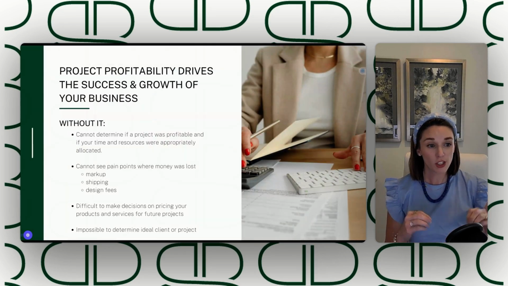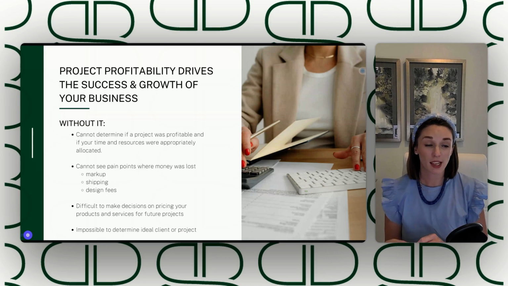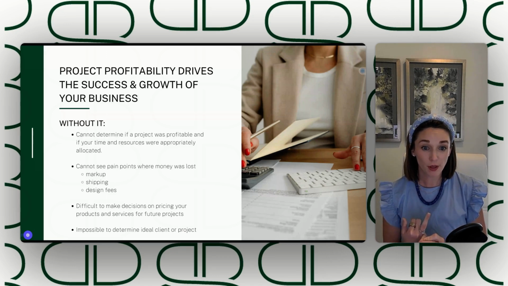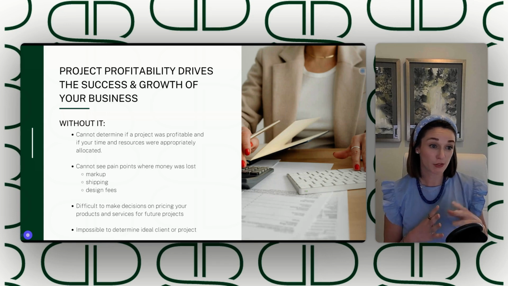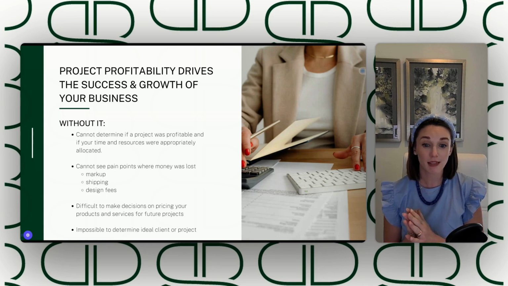And so project profitability drives the success and growth of your business. Without it, you don't know if a project was profitable and if your time and resources were allocated correctly. You cannot see any pain points where money was lost, like with your markup, shipping, or design fees. It's difficult to make decisions on pricing for your products and services for future products because you don't have any data to base the decision to increase or decrease your prices. And it's impossible for you to determine what an ideal client or project is because you don't have the data to know whether or not it was profitable.